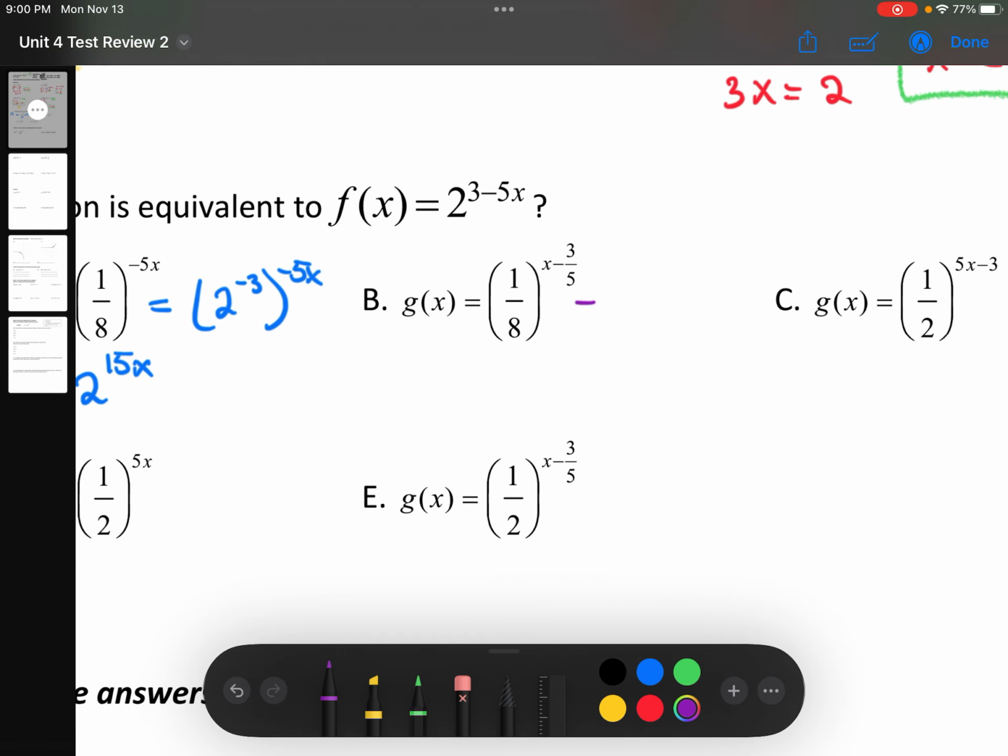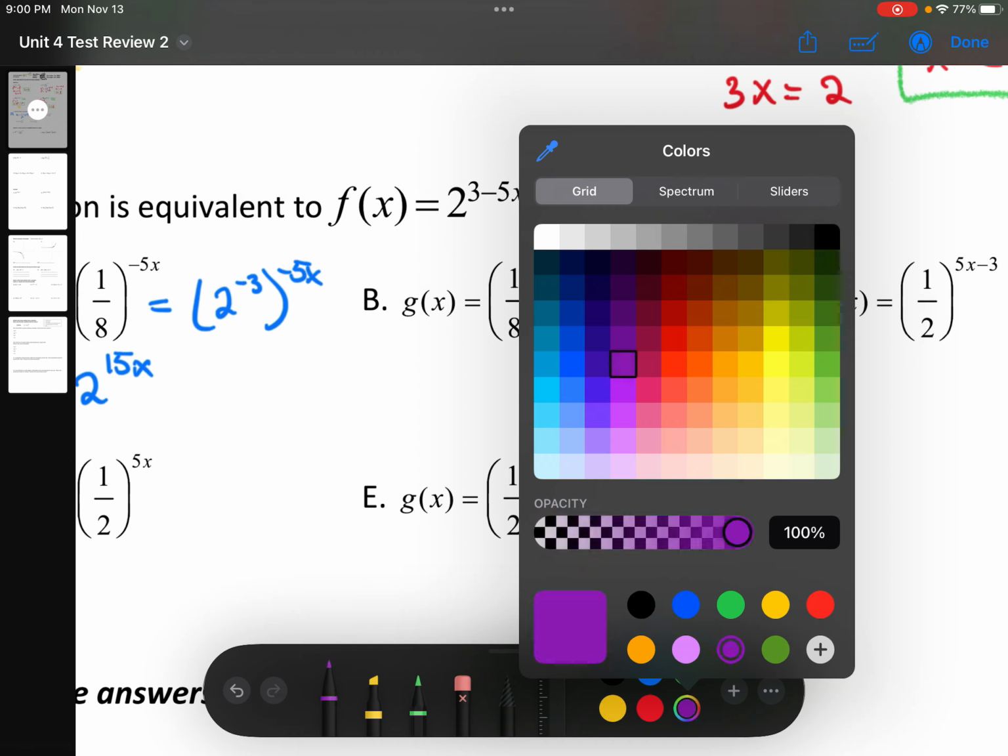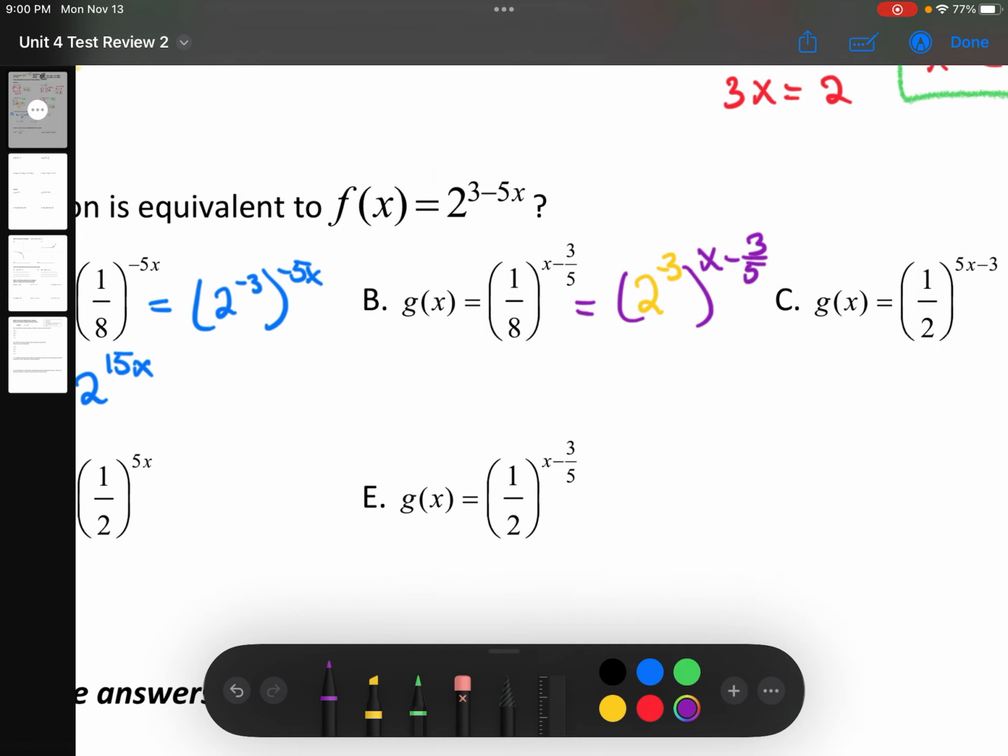Answer B, again, we need to convert to a base of 2 because that's what our equivalent is. X minus 3 over 5 is that power. Instead of 1 over 8, we'll write that as 2 to the negative 3. Again, we raise a power to a power by multiplying the exponents. So that's 2 to the power of negative 3x, and then that'll be plus 9 over 5. It's not what we needed, so answer B is out.